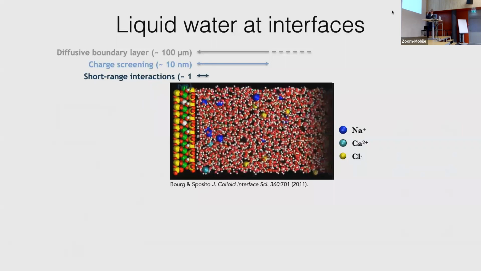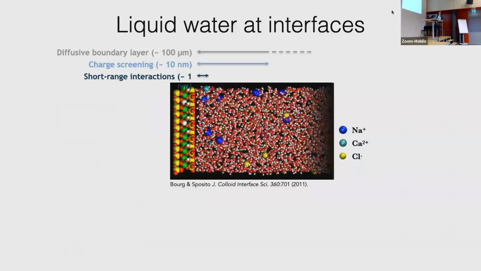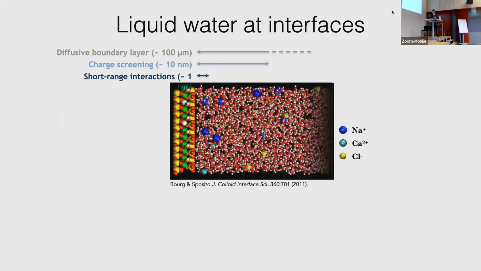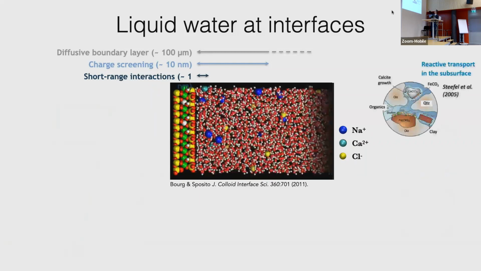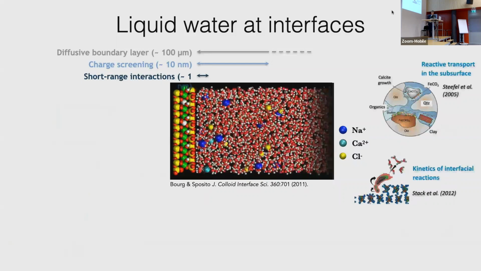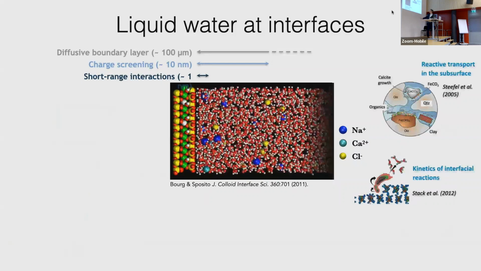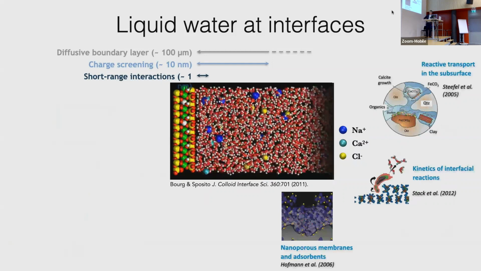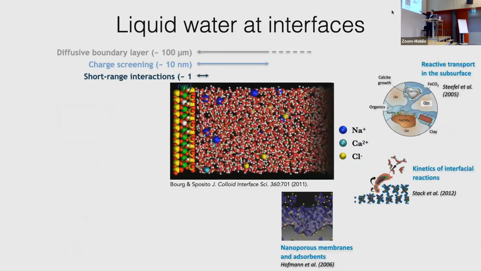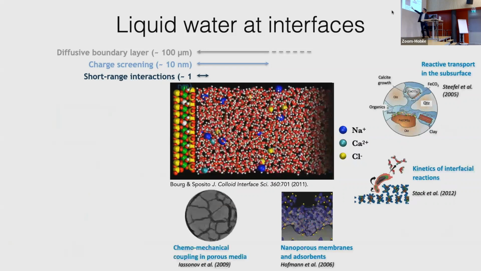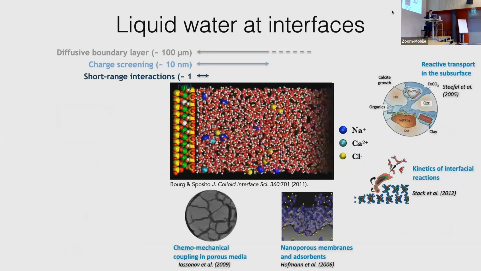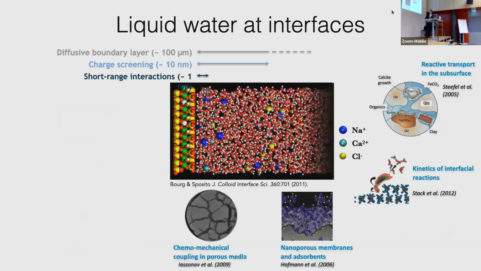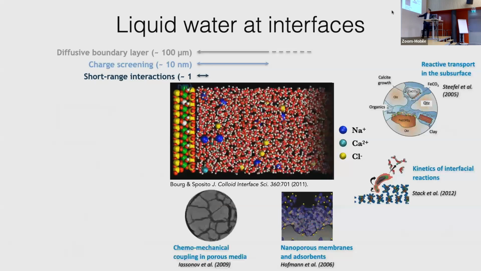And that has a large number of implications for all sorts of things in the environment, like reactive transport in the subsurface, details of the kinetics of interfacial reactions, transport properties of nanoporous media. I think this is a Nafion membrane, if I remember correctly. Various aspects of the geomechanics of the subsurface, like coupling between the mechanics and chemistry, and deformable porous media.